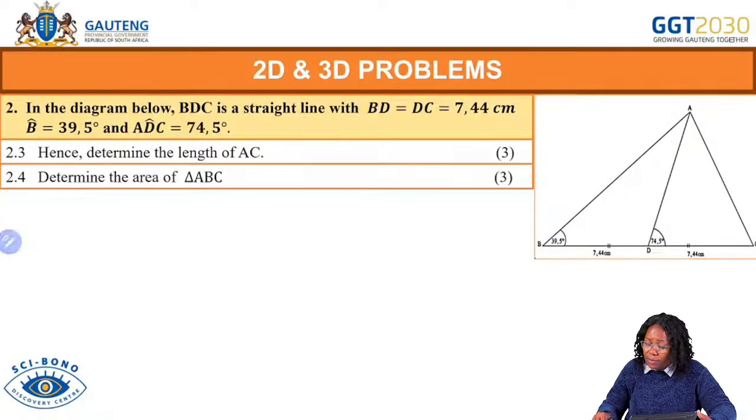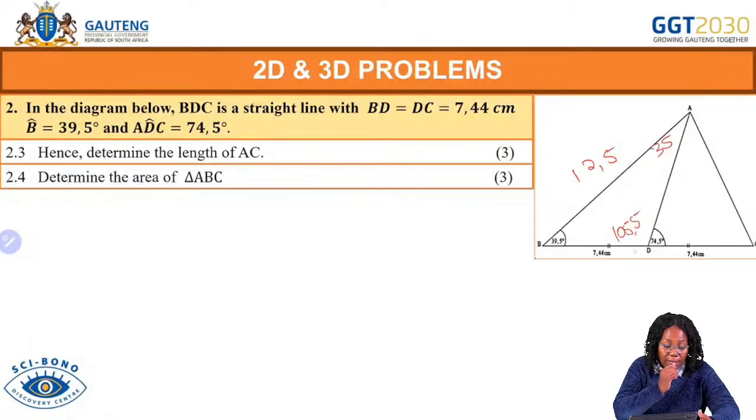Lastly, grade 12, that is the last two questions. Hence, determine the length of AC. We know now this side is 12.5. And then we have 35 there, calculated from the previous questions, 39.5. Here we have 105.5. And we have 74.7, yes. And then determine the length of AC. AC, we are talking about this side here.